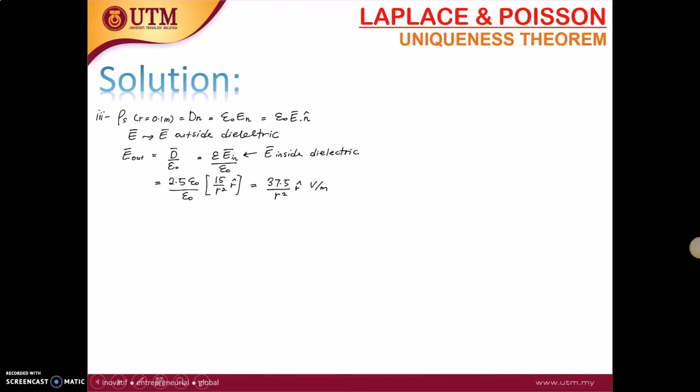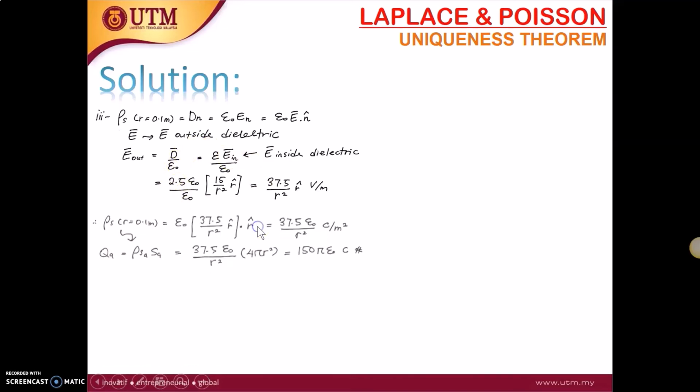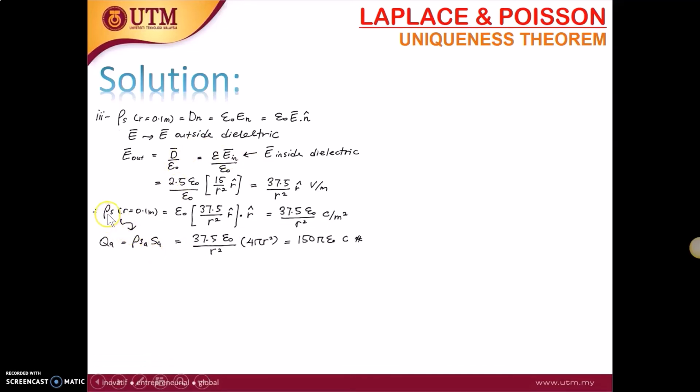So for example, here I take E as E outside the dielectric. E outside the dielectric is equal to D divided by epsilon naught, where D is equal to epsilon E in, because D is the same. So epsilon E in, inside the dielectric, and then you get E out. And then we can find rho S. Rho S equal to D_N is equal to epsilon naught E out, and this is the final solution.